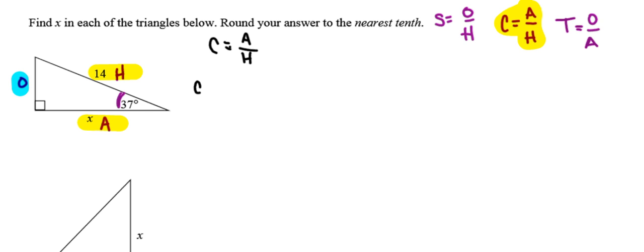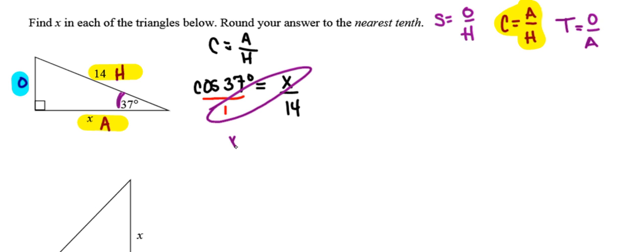So my angle that I'm taking the cosine of is 37 degrees. So the cosine of 37 degrees is equal to the adjacent side, which is x, over the hypotenuse, which is 14. The easiest way to solve this equation is to put that over 1 and then to cross multiply. So going in that direction, 1 times x is x. Going in the other direction, I get 14 times the cosine of 37 degrees.